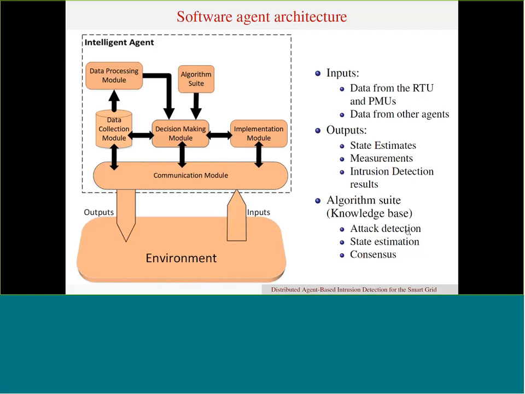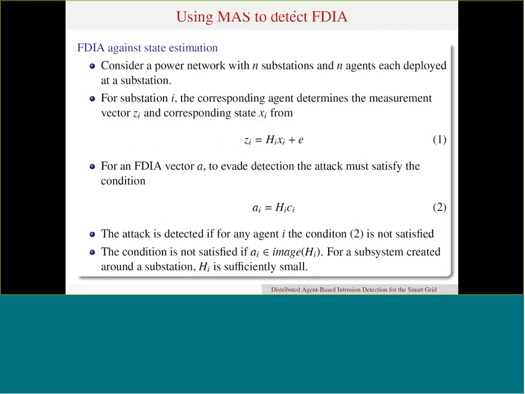So the algorithm suite would basically have all the algorithms this agent would be permitted to run. It could be things like attack detection, state estimation, and then consensus, just to share data with neighboring agents. So that multi-agent system detects false data injection attacks on two fronts. On the one end, it would detect false data against measurement data. Then on the other end, it would detect false data against commands, or rather control signals coming from the SCADA.